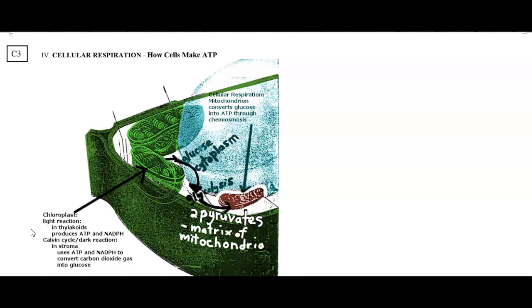Glucose, and this is where we're starting for this video, glucose now leaves, goes to the cytoplasm. Glycolysis, splitting of glucose, takes place in the cytoplasm. There are two pyruvates that would form. And those pyruvates are going to enter into the matrix of the mitochondria.